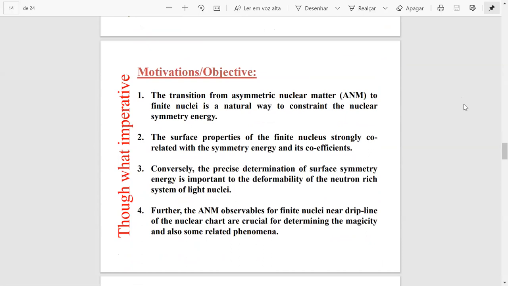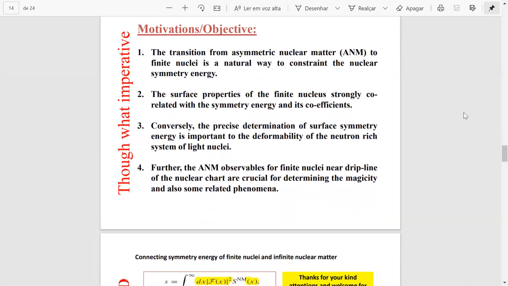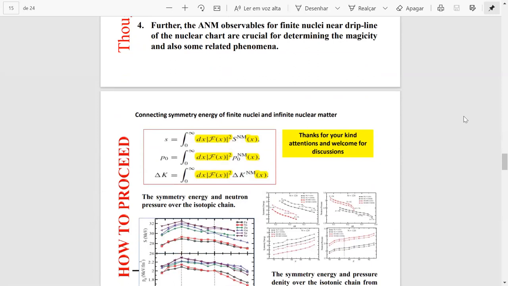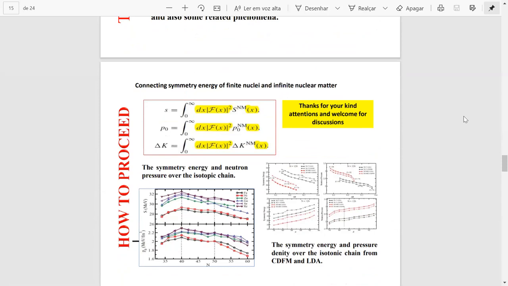The more important part we have to care about is the transition, because when we are talking about nuclear matter, it is in momentum space, and when we are talking about finite nuclei, it is in coordinate space. So the transition from momentum space to coordinate space is one of the jobs here. In the equations, we have shown how we transit from the symmetry energy at local density, which can be integrated over the wave function, and for each nucleus, we can calculate the wave function.